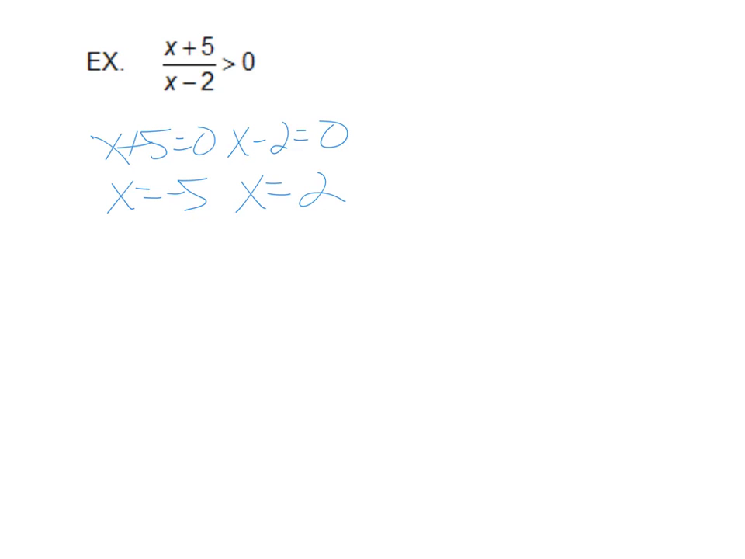Now from the top, the -5, that's where the graph is going to cross the x-axis. But the 2 from the bottom would make the bottom be 0, and that would be a vertical asymptote. But there's still the places I have to look at on my number line.